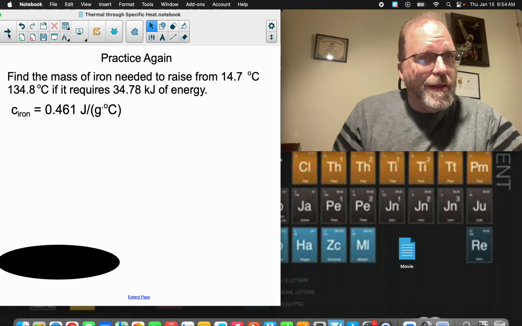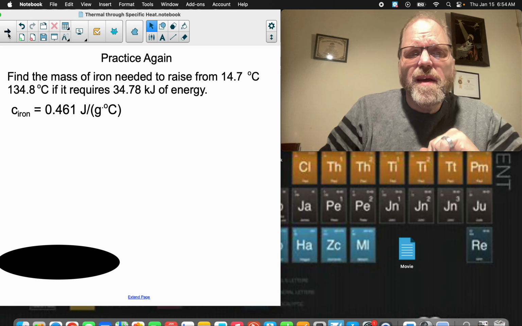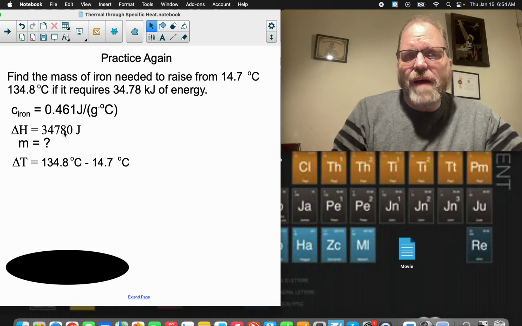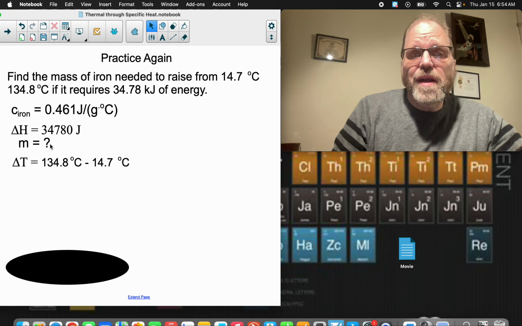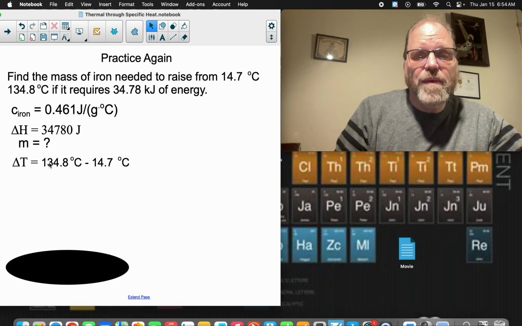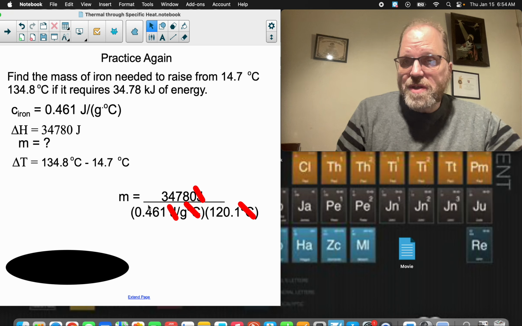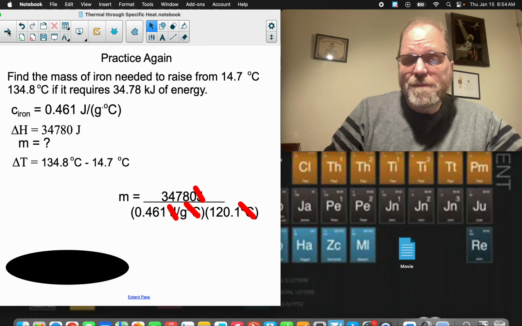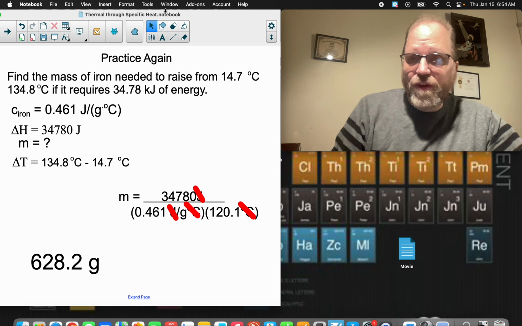Okay, let's check our values just so you know. So that's what we should have: 34,780 joules. M is unknown, and our delta T, the difference there, is 120.1 degrees Celsius. Units cross out. Answer then, 628.2 grams. Hopefully not too bad.